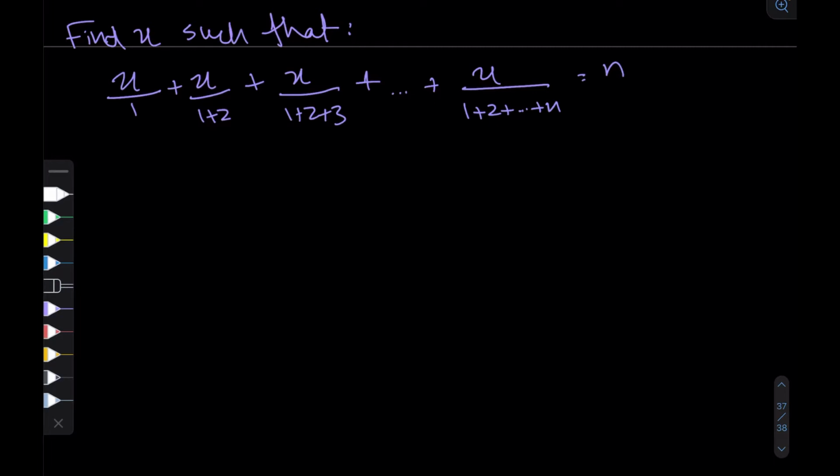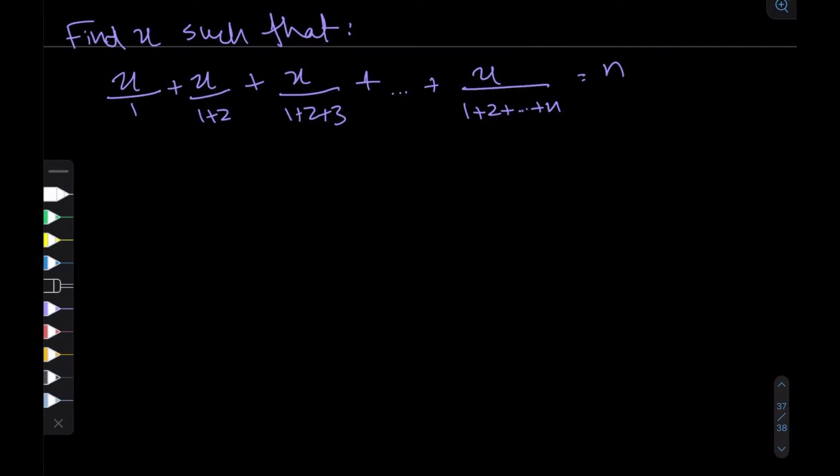So here's a nice algebra problem. x over 1 plus x over 1 plus 2 plus x over 1 plus 2 plus 3, all the way to x over 1 plus 2 plus 3 all the way to n, is equal to n. So you want to find such an x that this equality holds.